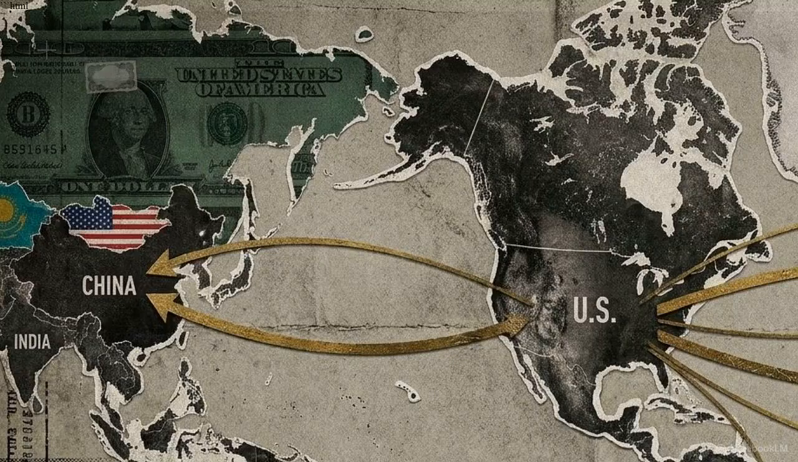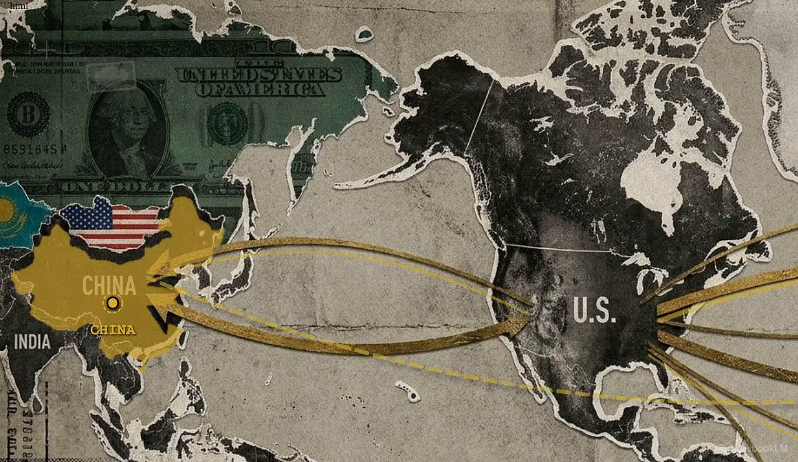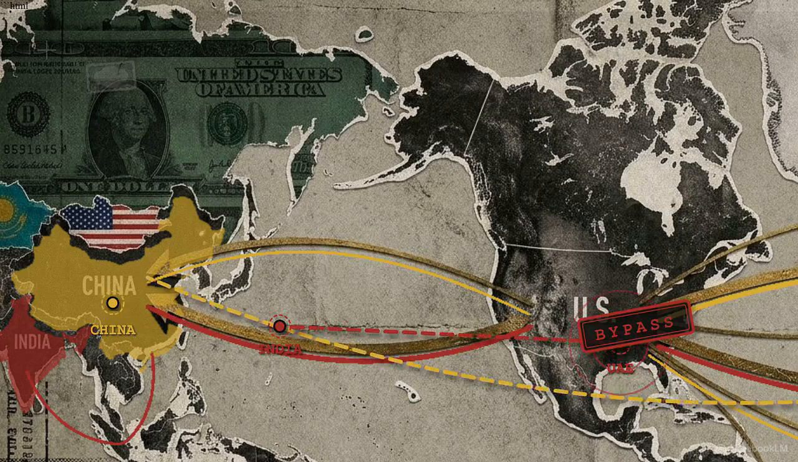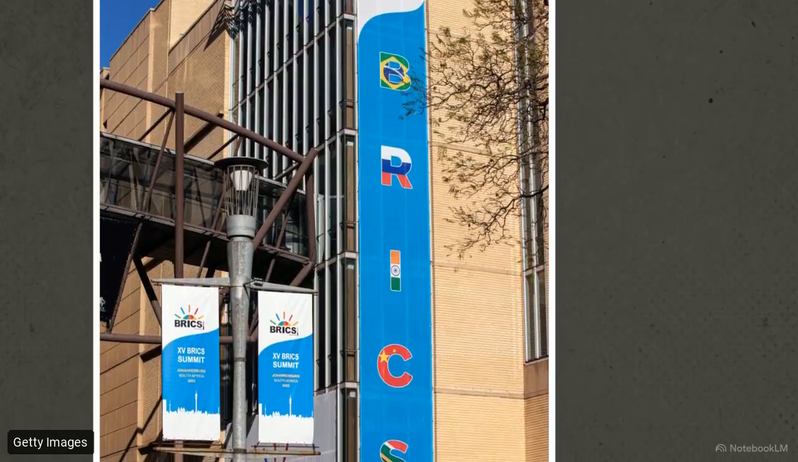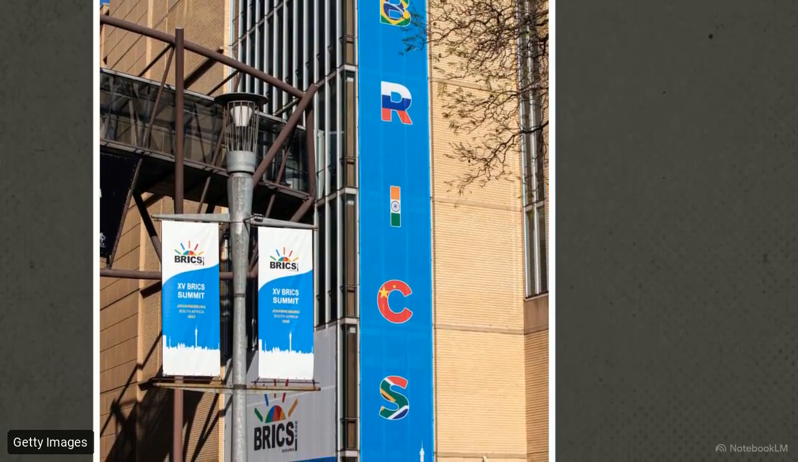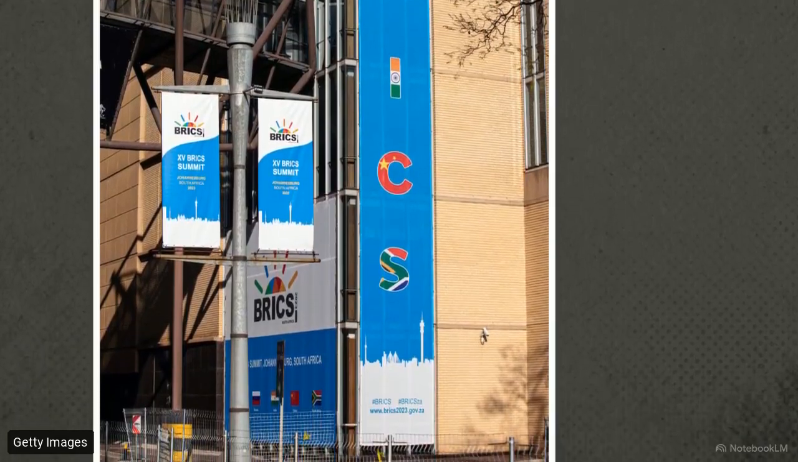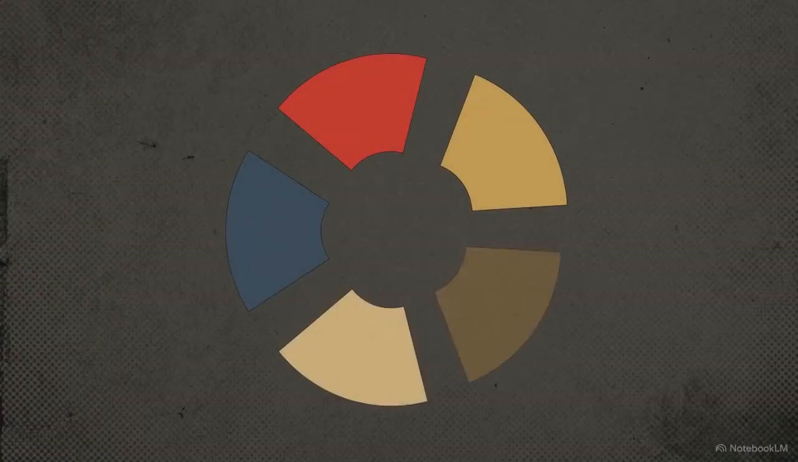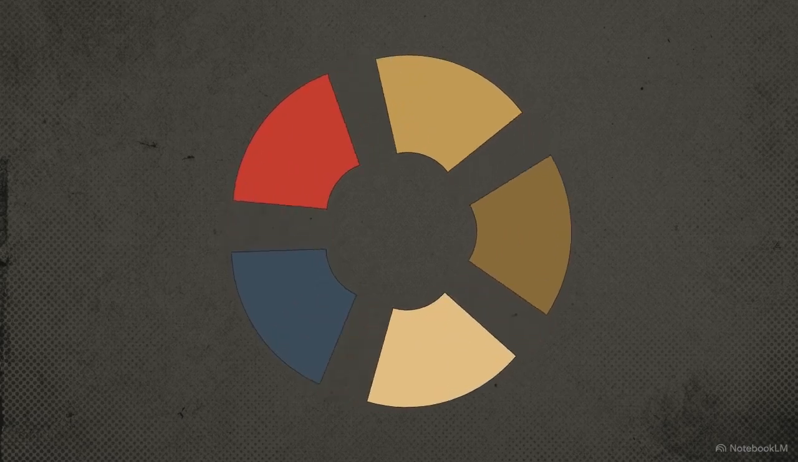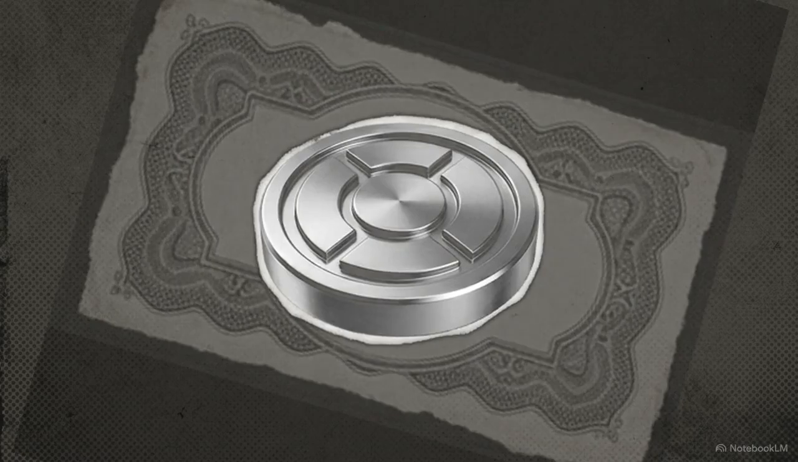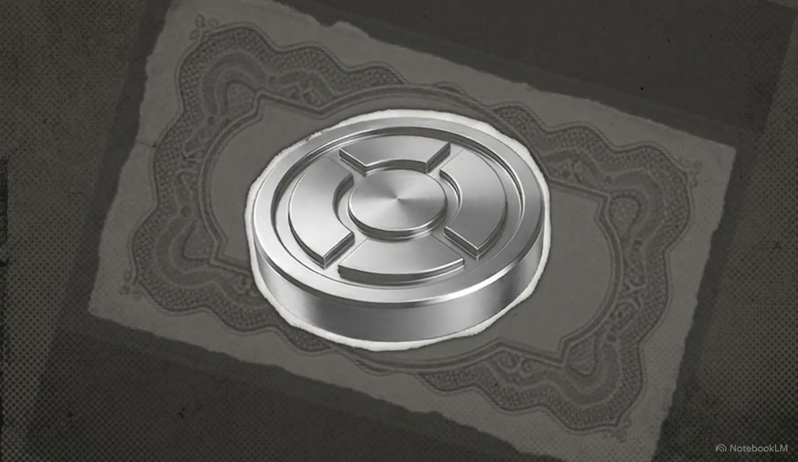China and Saudi Arabia recently completed their first major transaction in yuan. India and the UAE have signed agreements to trade in their own local currencies, actively seeking ways to bypass the dollar. The most coordinated challenge is forming within the BRICS alliance: Brazil, Russia, India, China, and South Africa. This coalition is openly discussing the creation of a new trade-weighted shared currency designed specifically to facilitate global commerce independent of the U.S. financial system.